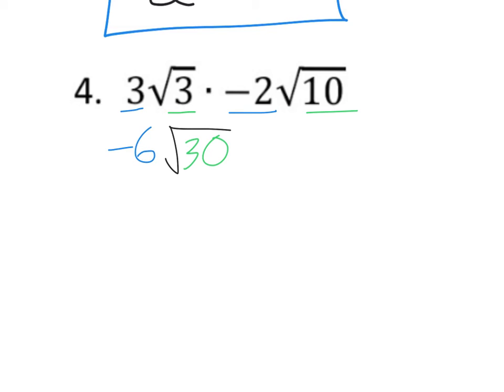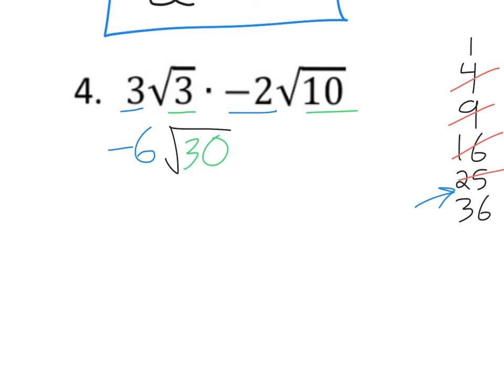Now 30 cannot be simplified. Square root of 30 cannot be simplified because none of these numbers can divide evenly into 30. So 30 divided by 25, no. Decimal. 30 divided by 16, no. 30 divided by 9, no. 30 divided by 4, no. And then 1 never counts because you can always divide by 1. It'll give you the same thing. So the final answer is -6 square root 30.